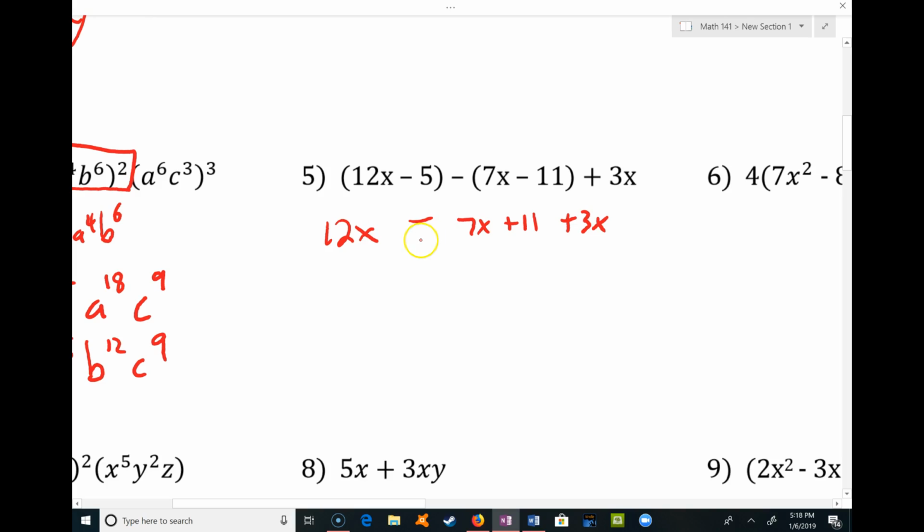So we could easily change that to plus a negative 5 and plus a negative 7x. Now we have nothing but addition. And so we're going to go through and find like terms, and we can do it in any order we want because of the commutative property of addition. So 12x and negative 7x, that's 5x. 5x plus 3x, that would be 8x. And negative 5 plus 11, that would be 6.